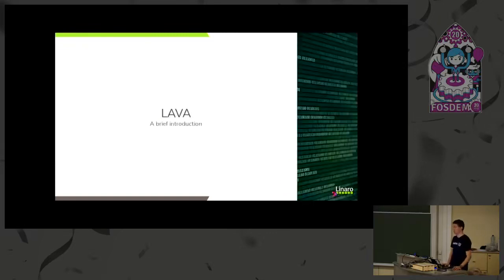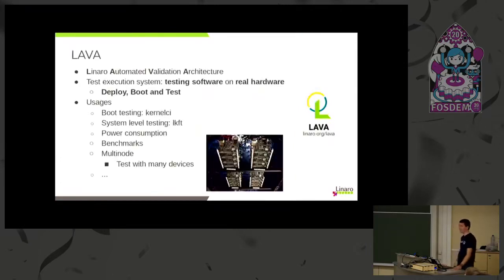I will just make a small presentation, because that will be my target for testing things. That will be the thing I want to test itself. So Lava stands for Linaro Automated Validation Architecture. It's a test execution system, so it allows you to test software on real hardware. You will give it a kernel, a DTB, a rootfs, for example, and it will deploy the resources that you give on the target, so on a Raspberry Pi, a Juno, BeagleBone Black, whatever you want. It will boot the board for you, and it will run the test on it.